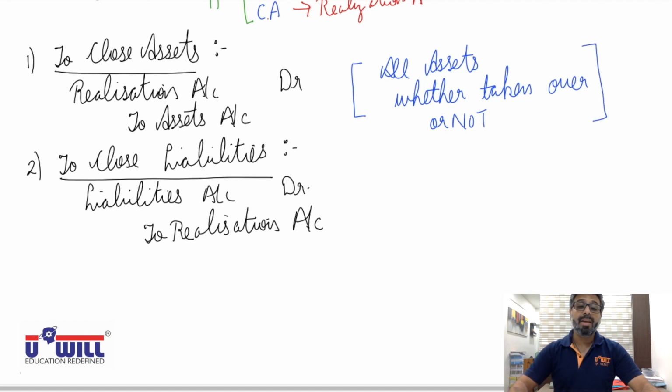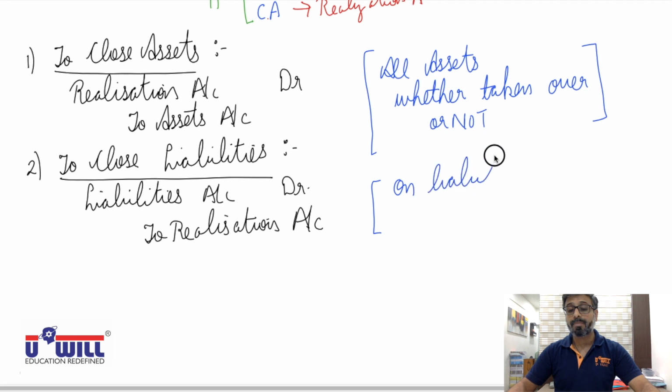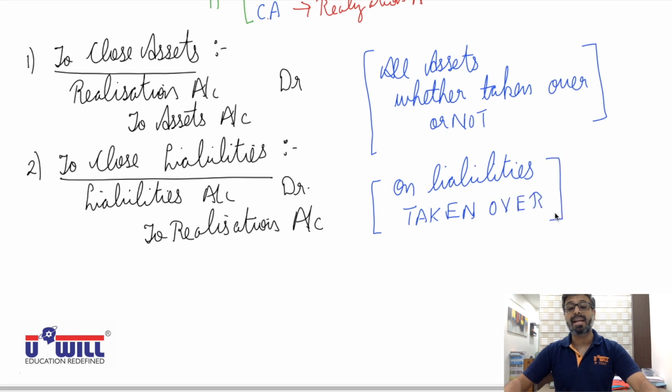However, in case of liabilities, only those liabilities will be closed which are taken over. If any liability is not taken over, we don't have to close it. The company themselves have to settle that liability. So if any liability is not taken over by the transferee company, it will not get closed. That liability will still stand as liability in the balance sheet of old company until transferor company itself settles it.